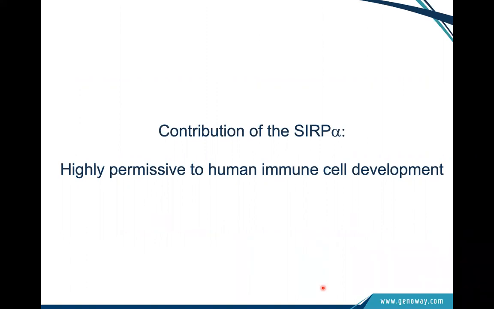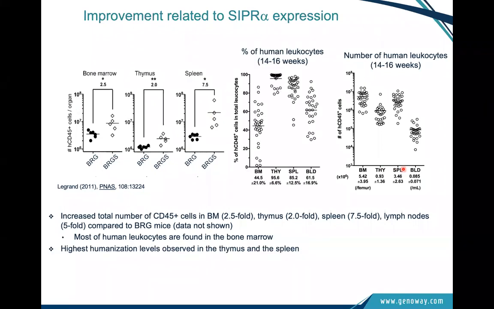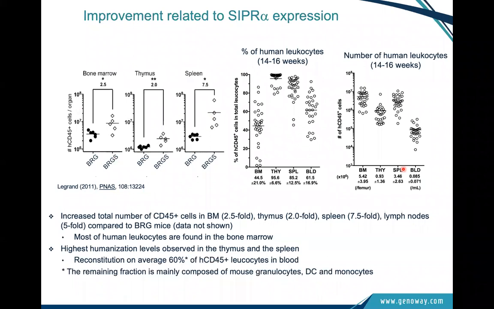How does this reflect in the humanization? In fact, the results are quite striking. This is the BRG, the mice that do not have the SIRP-alpha which recognizes human CD47, versus the one that has a SIRP-alpha which recognizes human CD47. And as you can see, the percentage of human CD45 cells in bone marrow, thymus, and spleen is much higher when you have a SIRP-alpha. So the model becomes more permissive. This is also observed in bone marrow, thymus, spleen, and blood when we look at the number of human CD45 positive cells. The highest humanization levels are observed in thymus and spleen.